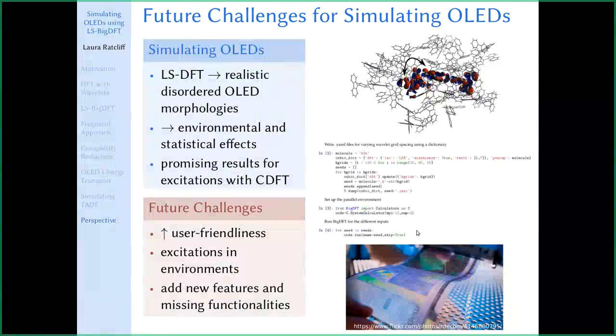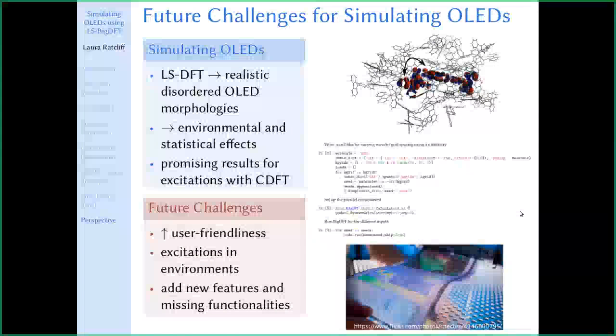As I mentioned, we have this BigDFT approach, so we've been working at increasing the user friendliness, particularly for people who aren't necessarily interested in all of the gory details that go on behind the scenes in linear scaling BigDFT. So we've looked at simplifying and automating a lot of this analysis. As I said, at the moment, we've been benchmarking CDFT in gas-phase molecules, but we're planning to do calculations in environments very soon. And of course, one of the ongoing challenges is adding new functionalities into BigDFT.